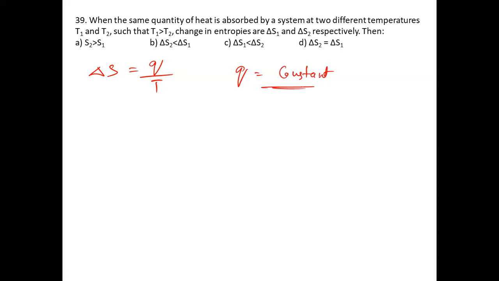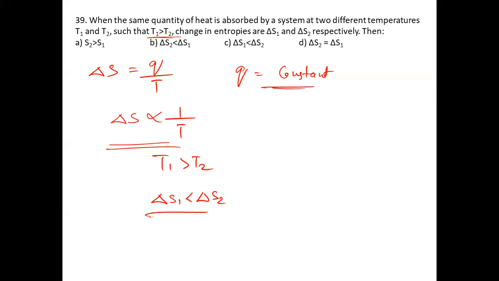And we know that Q is a constant, generally called the heat constant. If you remove the constant, the equation becomes delta S inversely proportional to temperature. If delta S is inversely proportional to temperature, and they have given the relationship between the temperatures, that is T1 greater than T2, then you can predict the answer. Delta S1 is less than delta S2. So this is the relationship between the changes in entropy. It is option C, delta S1 less than delta S2.